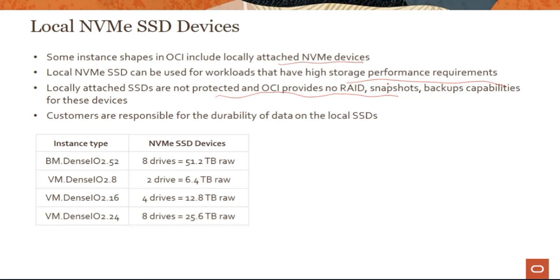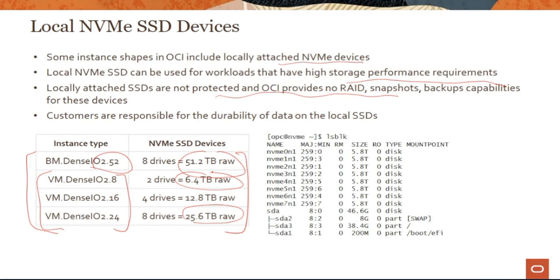And you can see some instances here that support local SSDs, right? BM bare metal dense IO shape, some of the virtual machine dense IO shapes, and you can see the sizes we support, going from 51 terabytes all the way down to something like 6.4 terabytes for the smallest shape. So again, depending on your use case, you could either go with a bigger shape or a smaller shape.